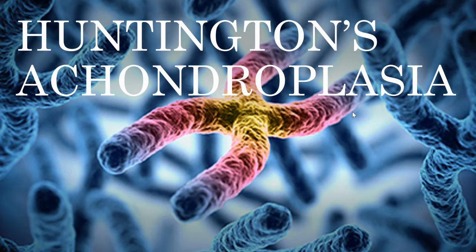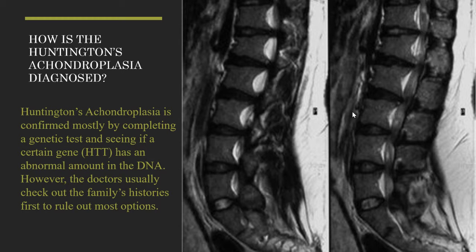Here's the actual Huntington's disease part of the presentation. So, how is Huntington's disease diagnosed? Huntington's disease is diagnosed by looking for a certain gene, HTT, and seeing if there's an abnormal amount in it in the DNA. Doctors, however, usually do different tests or background history, family checks to see if this disease or other diseases match.